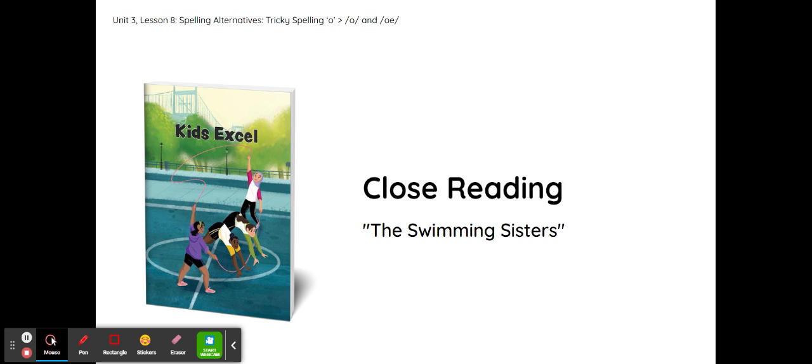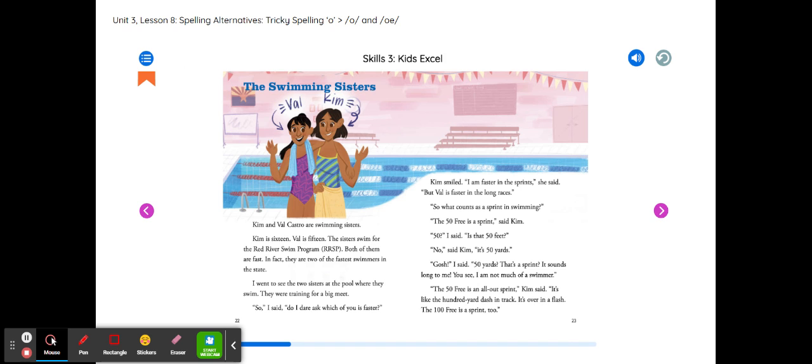Now you will close read The Swimming Sisters. Remember, when you close read, you want to pay very good attention to the details so that you'll be able to come back and answer questions on the story. So make sure you look for the main idea in the story. What is it mainly about? Okay, so you will leave this tab and click on the next slide to listen to the story.